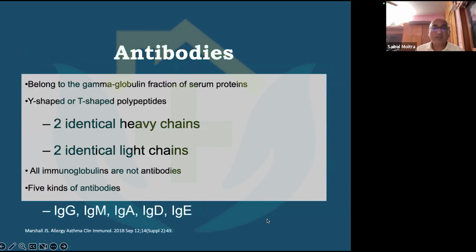So, antibody structure. Well, they basically belong to the gamma globulin fraction of the serum proteins. They have two identical heavy chains and two identical light chains. There are five kinds of antibodies: IgG, M, A, D, and E.